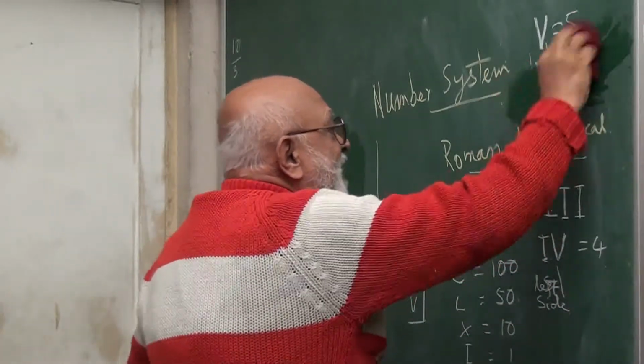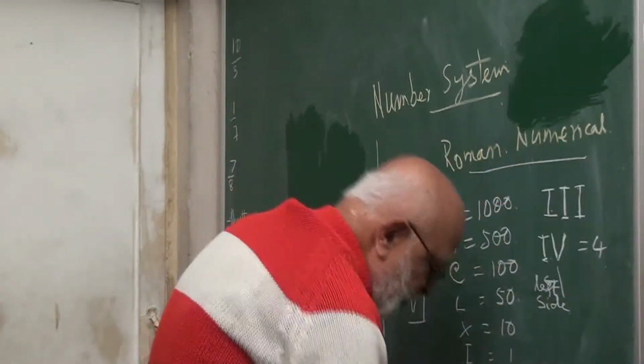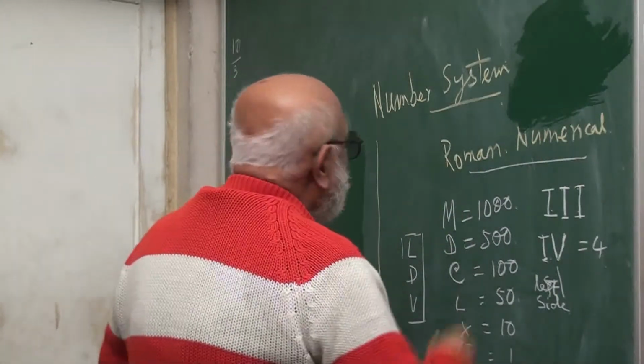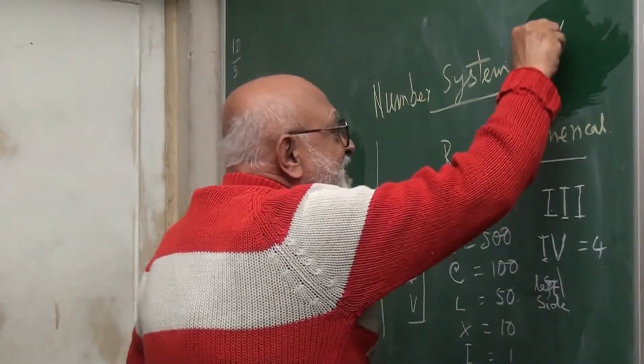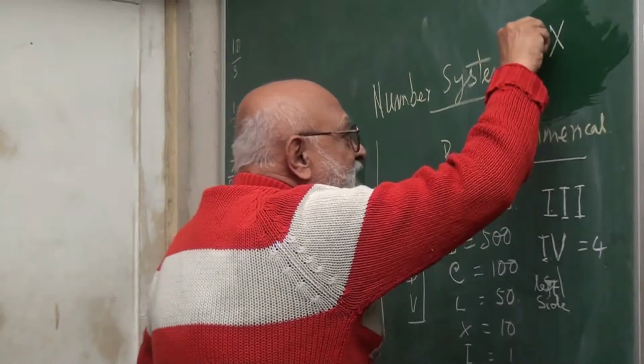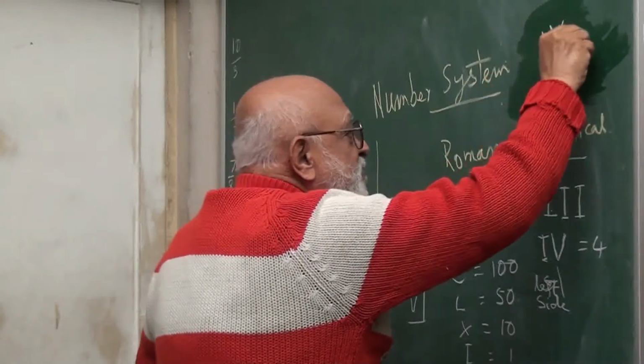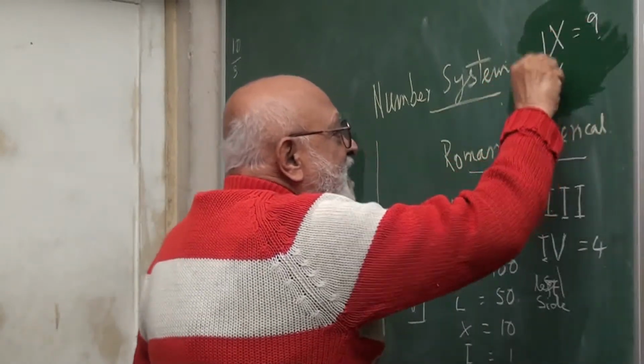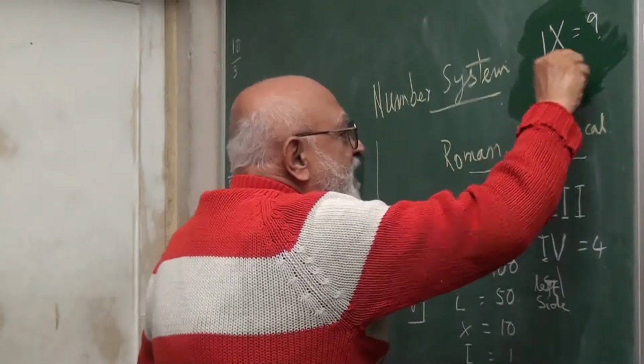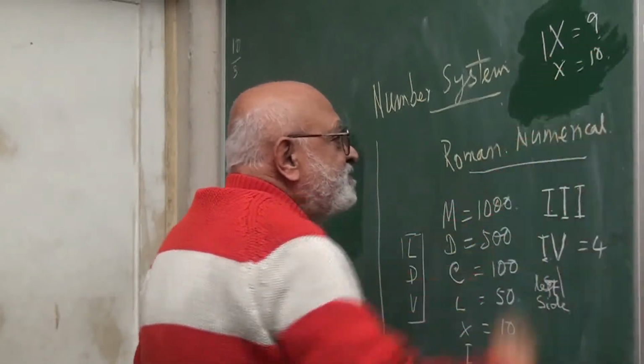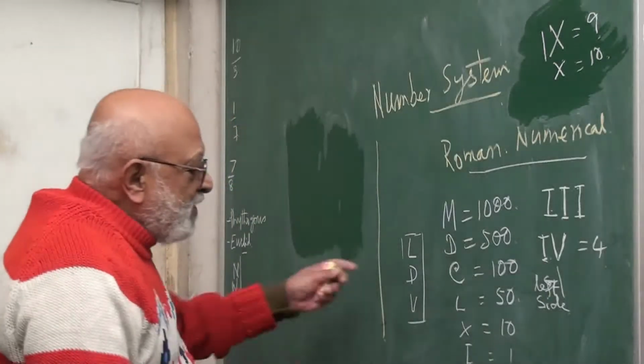But in case of 9, how do you write it? You make a cross, that is 10, and then you take 1 out. So this is your 9. And 10 will be an X like this. Okay, now you can continue.